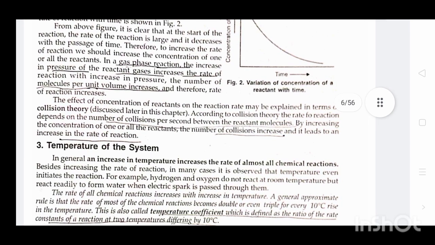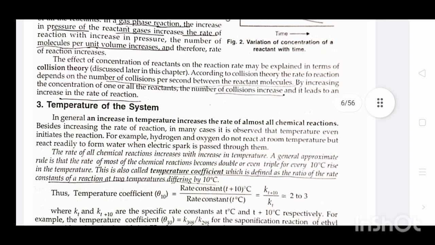The effect of concentration of reactant on the reaction rate may be explained in terms of collision theory. According to collision theory, the rate of reaction depends upon the number of collisions per second between the reactant molecules. By increasing the concentration of one or all of the reactants, the number of collisions increases and it leads to an increase in the rate of reaction.